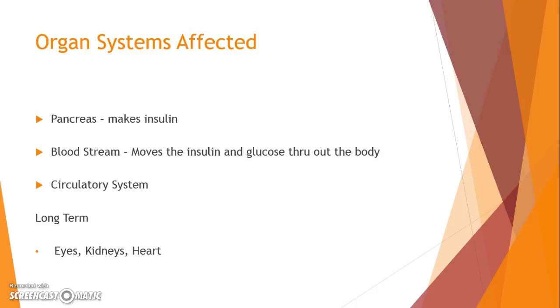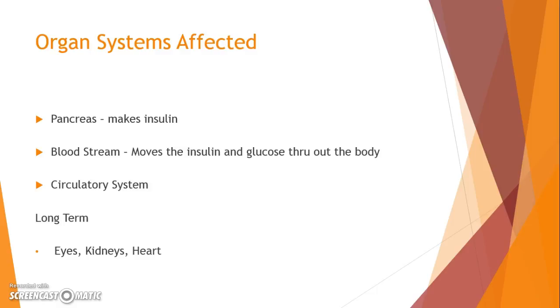What are some of the organ systems that are affected when this happens? Well, obviously we have the pancreas, which makes the insulin, the bloodstream, which moves the insulin and the glucose throughout the body to help the body absorb and metabolize it, which leads to the circulatory system. Obviously, the circulatory system is going to carry the blood that carries the glucose and the insulin in it. And when we don't have any insulin to absorb and break down that glucose, things are going to get kind of sluggish, and a little clogged and backed up, if you will.